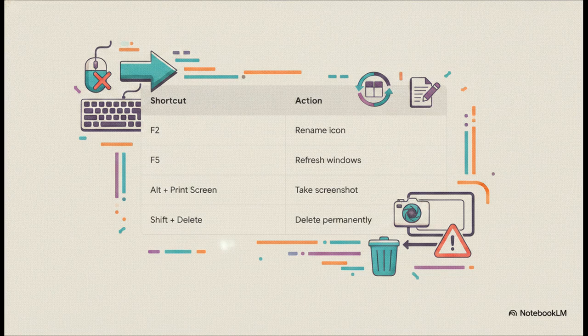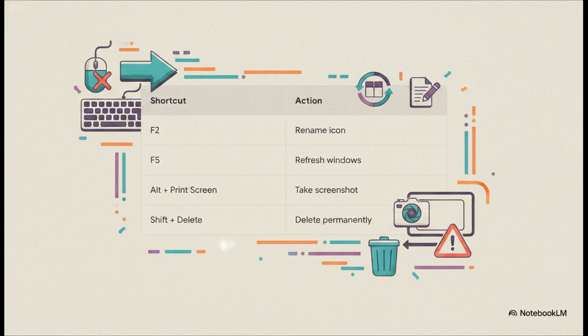You know how annoying it is when tasks take multiple right-clicks? Well, now they can happen in a single decisive keystroke. Selecting a file and pressing F2 lets you instantly rename it, which totally saves you from that frustrating moment where Windows thinks you want to open the file instead of renaming it because of a sloppy double-click. F5 refreshes your current window. Alt plus print screen takes a precise screenshot of just your active window, keeping your messy desktop out of the shot.